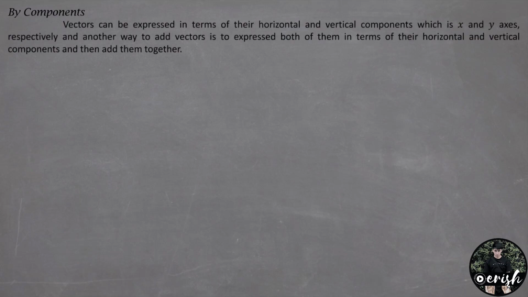In contrast, exact results naman na makukuha natin by adding say vector A and vector B in terms of their components. Vectors can be expressed in terms of their horizontal and vertical components, which is x and y axis respectively, and another way to add vectors is to express both of them in terms of their horizontal and vertical components, then add them together.